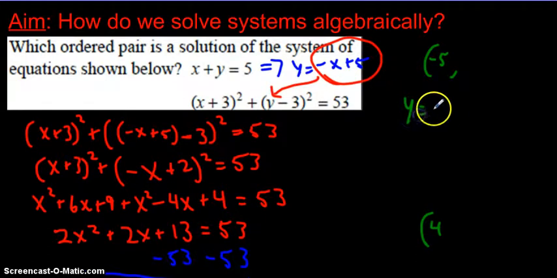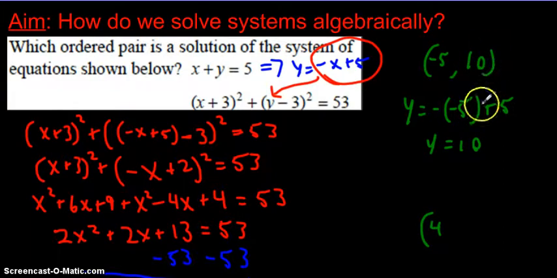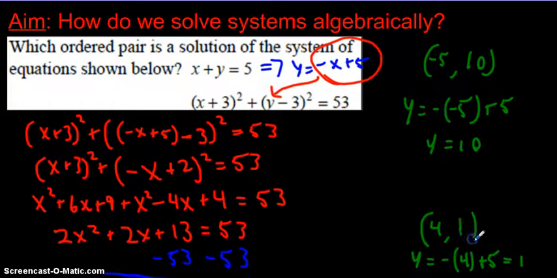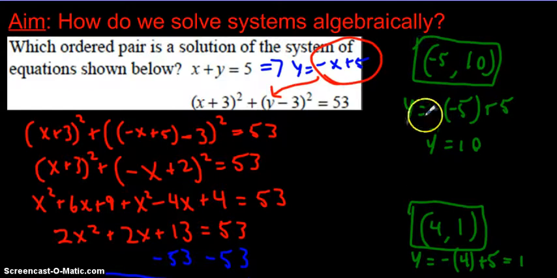Okay, so if x is negative 5, we'll substitute it in here. Y is equal to negative of negative 5 plus 5. So that's 5 plus 5, which is 10. So y is equal to 10. So that's one solution. And in the other one, y is equal to negative 4 plus 5, which is equal to 1. So these are the two solutions to this system of equations. Because we found two x values, we had to find two y values that go with those.